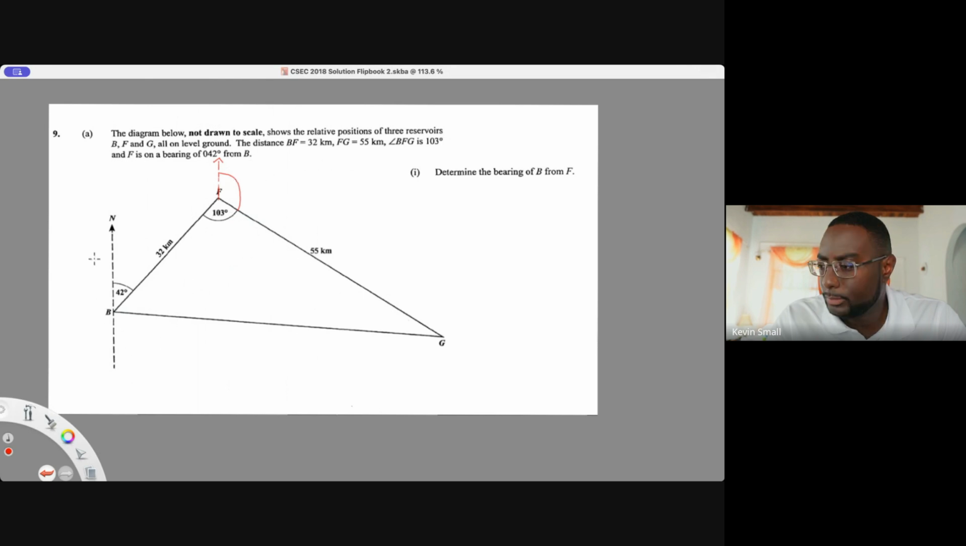I'll give you some time to think about it, but those that did bearings should know some basic geometry, especially when it comes to two parallel lines. You should remember some basic geometry here that could help you. All right, I'll pause a bit, let people try to work it out.